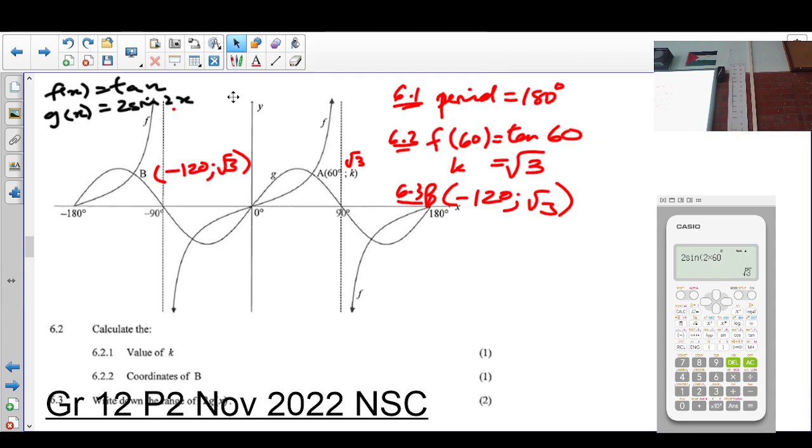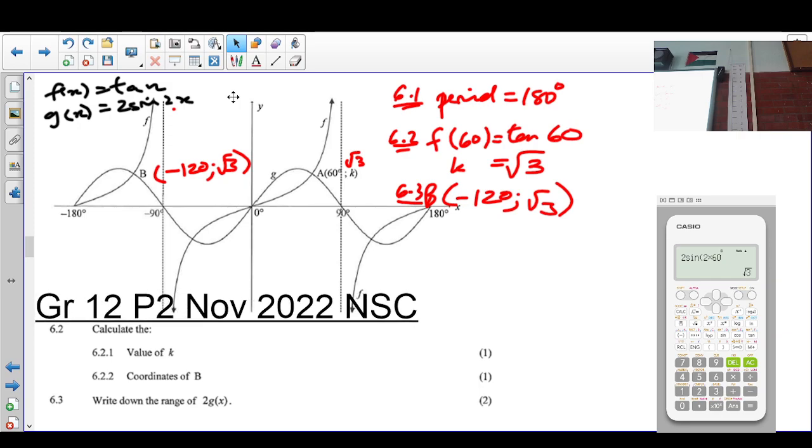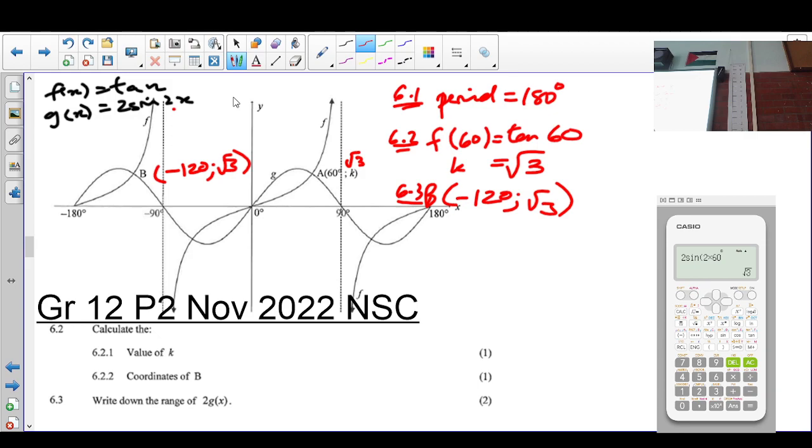Alright, next question. The next question says, write down the range of g of x. So what is the range of g of x? If you look at g of x, g is the 2, so it's going to be 2 till minus 2. That is the range of g of x.